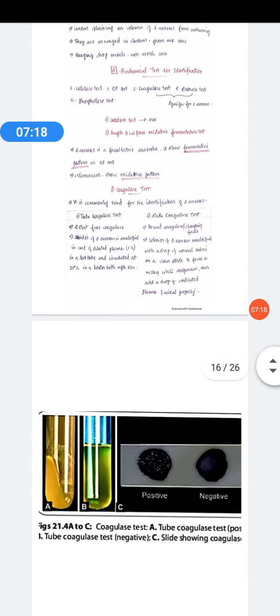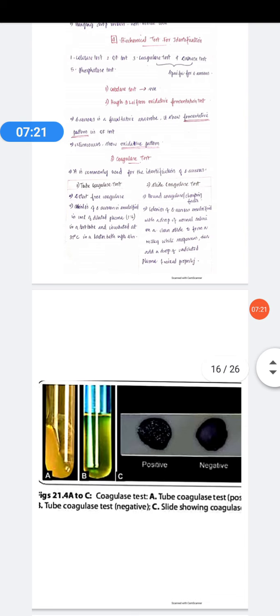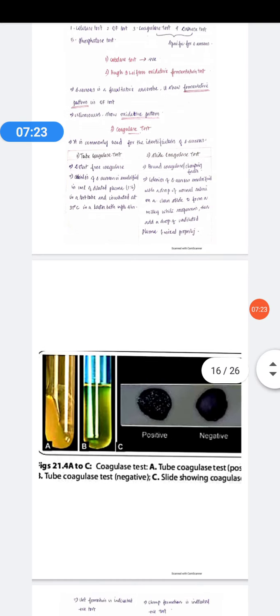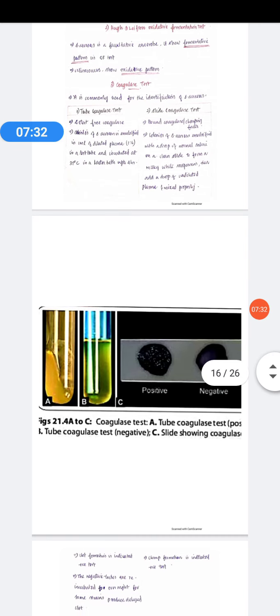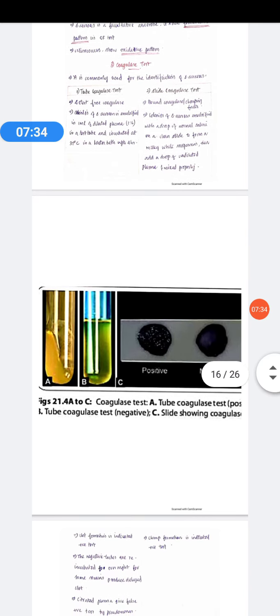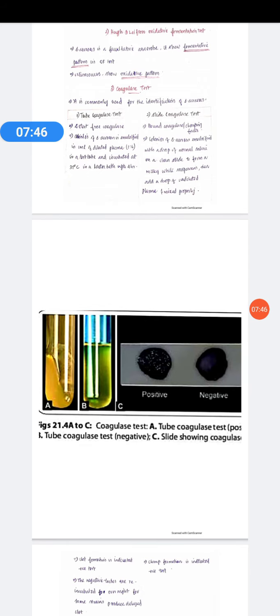Then come to the third test, that is the coagulase test. It is commonly used for the identification of Staph aureus. It is also unique for Staph aureus. Here we know there are two types of coagulase test, the tube coagulase test and the slide coagulase test. The tube coagulase test is done in a test tube and the slide coagulase test is done on a clear slide, as we can see in the figure. The tube coagulase test is used to detect free coagulase enzyme, whereas the slide coagulase test is used to find bound coagulase or clumping factor.